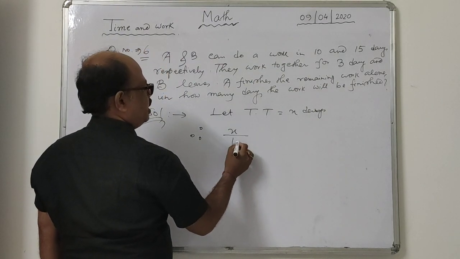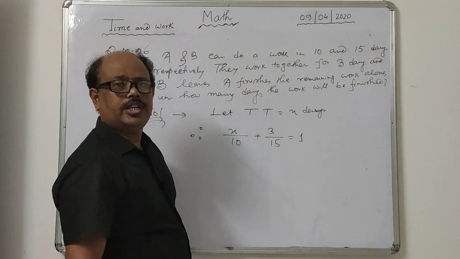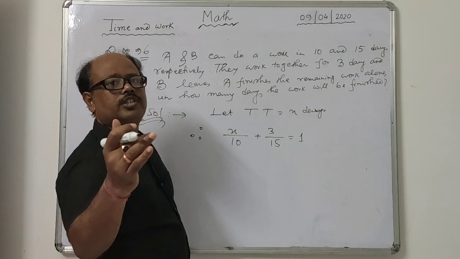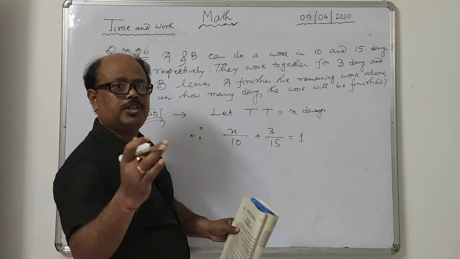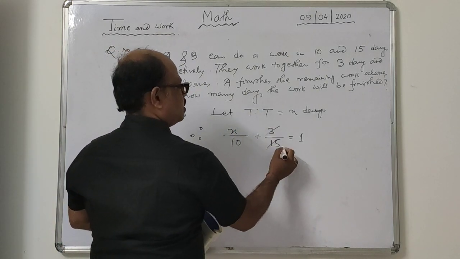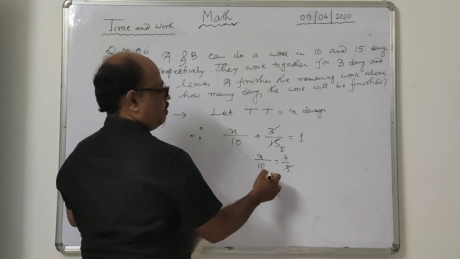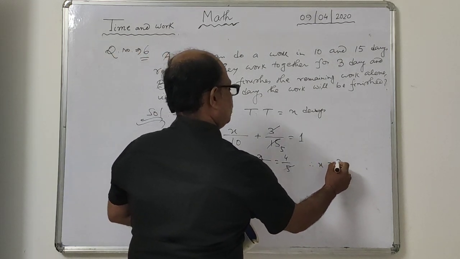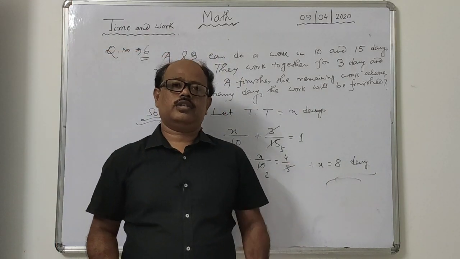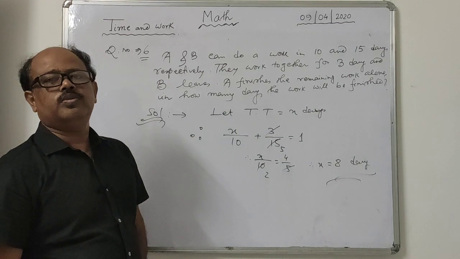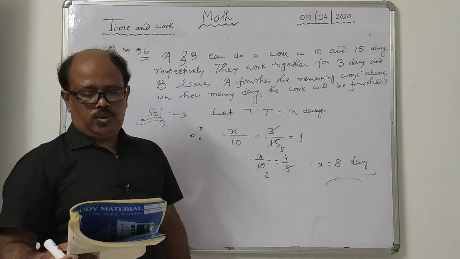Therefore x by 10 plus 3 by 15 equal to 1. Why x by 10? A can do 1 by 10 part in 1 day, so in x days x by 10 part, and B can do 1 by 15 part in 1 day, so in 3 days 3 by 15. The sum is 1 part, that is the whole work. After cancelling, x by 10 equals 4 by 5, therefore x equals 8 days. Therefore the total time to complete the work equals 8 days. A very simple method, you know.